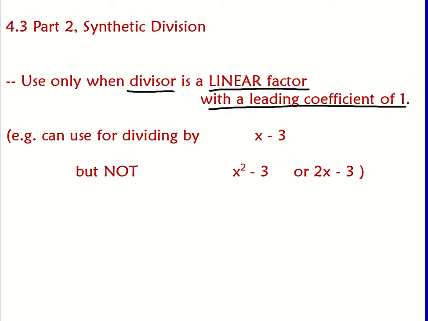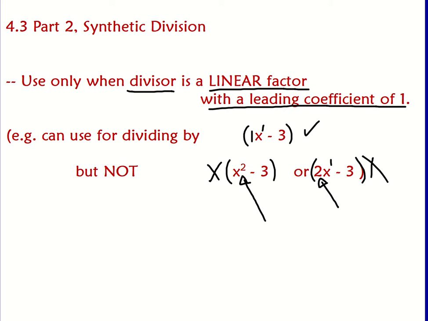What this means is when you are dividing a polynomial by x minus 3, then that's a linear factor because it's x to the first power, and the leading coefficient is 1, so that's fine. But you couldn't use it if you were dividing by x squared minus 3 because it's not linear, so that one doesn't work. And you also cannot use it if you're dividing by 2x minus 3 because it's a linear factor, but it's not a leading coefficient of 1, so that's why that one doesn't work either.